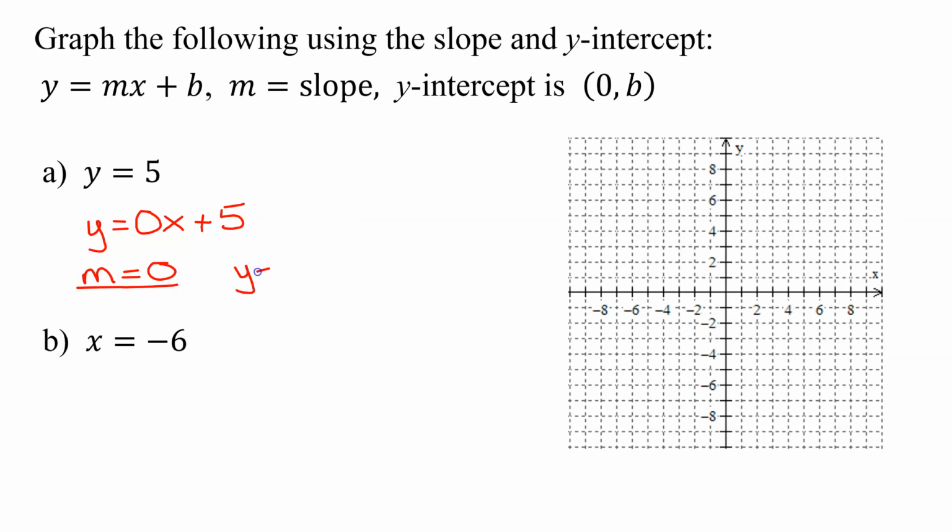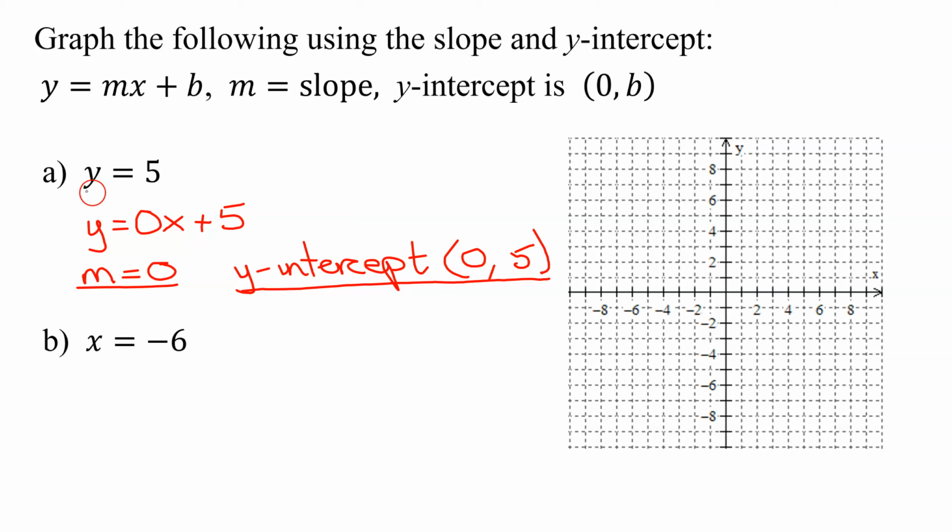And what is the y-intercept? Remember, it's an ordered pair, 0, comma, b. And what's b in this case? 5. So I have enough information to draw my graph.